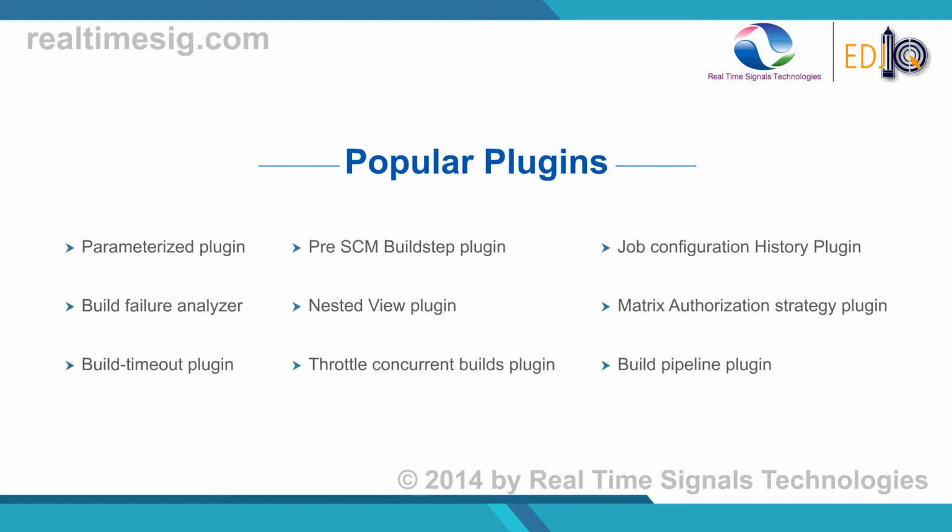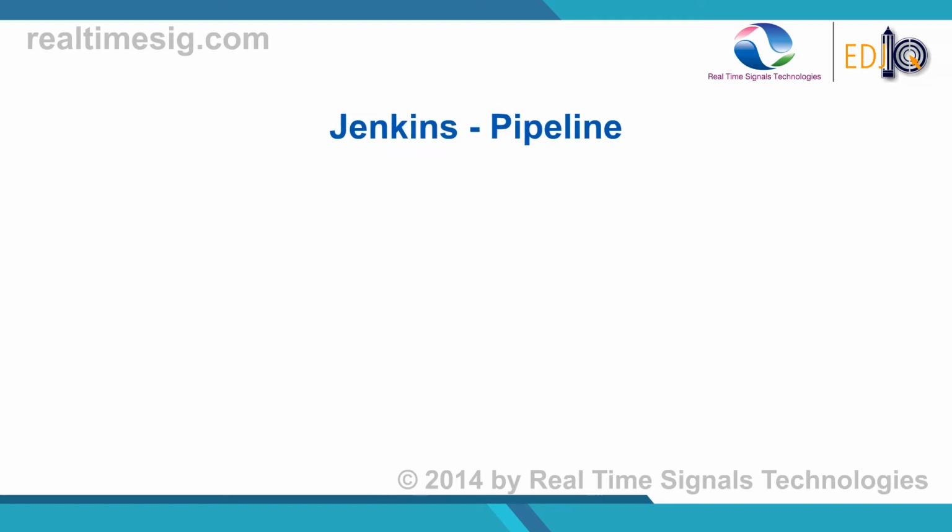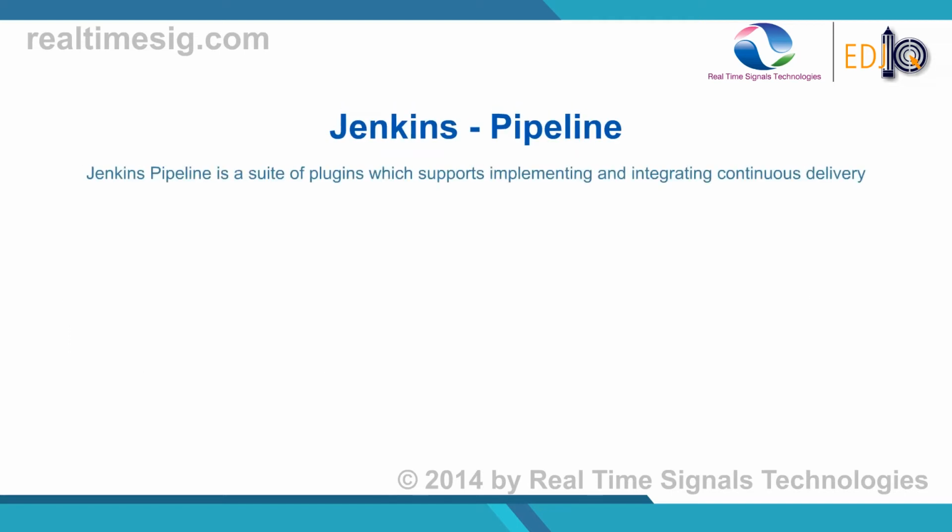What is Jenkins Pipeline? Jenkins Pipeline, or simply Pipeline with a capital P, is a suite of plugins which supports implementing and integrating continuous delivery pipelines into Jenkins. A continuous delivery (CD) pipeline is an automated expression of your process for getting software from version control right through to your users and customers.